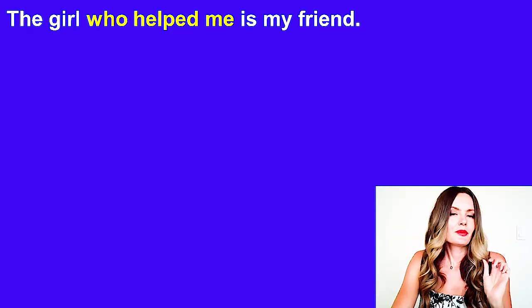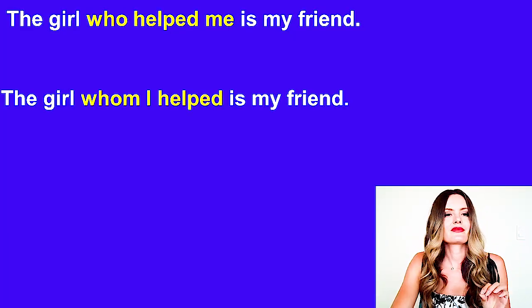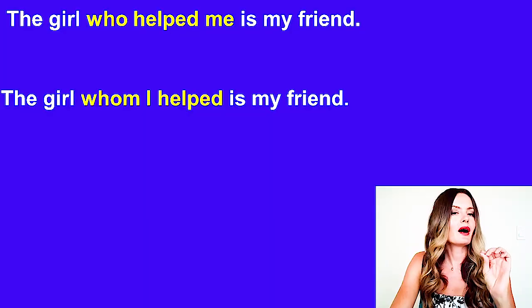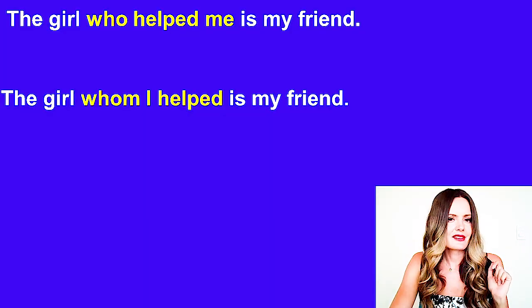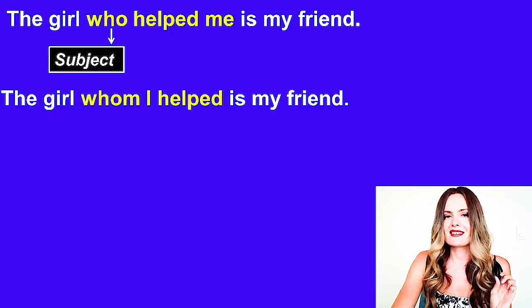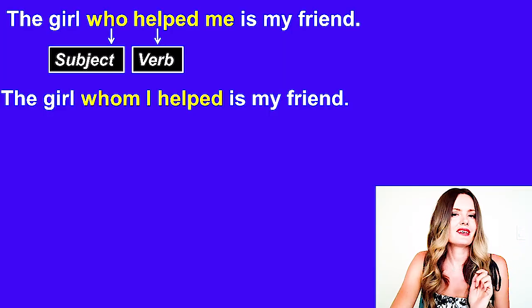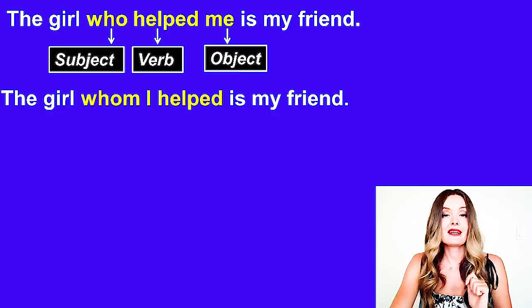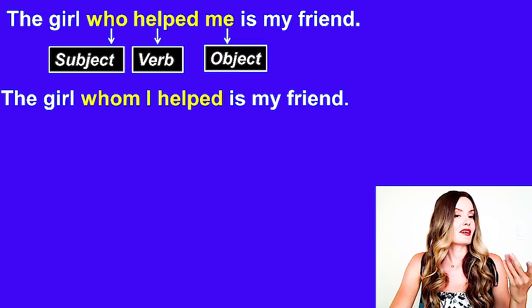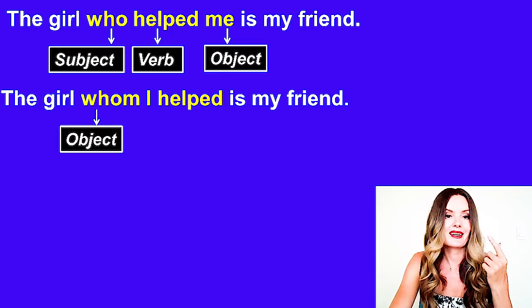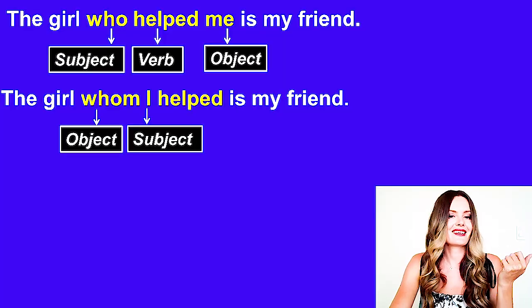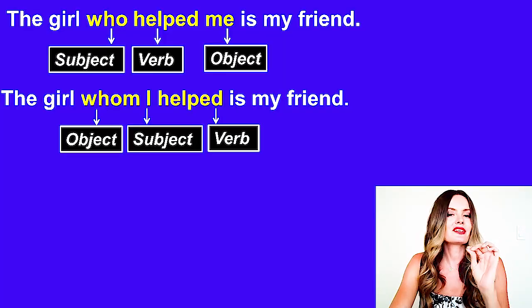The girl who helped me is my friend. The girl whom I helped is my friend. Let's see the difference. So who is the subject? Helped is the verb. Me is an object. The girl whom I helped is my friend. Whom is an object. I is a subject and helped is the verb.